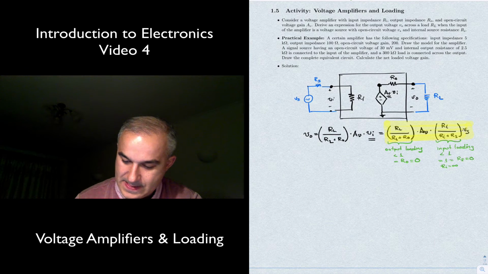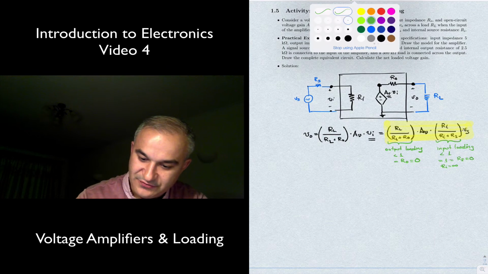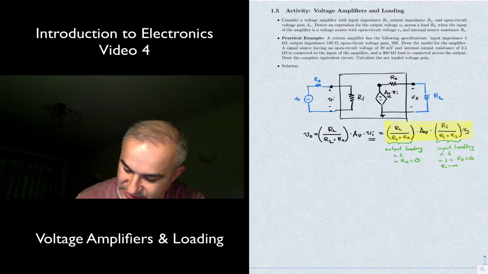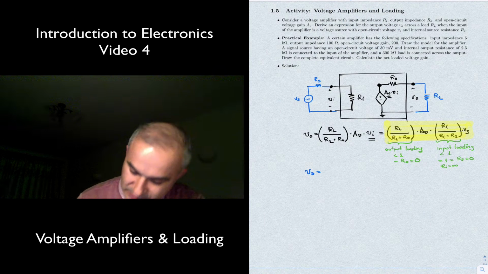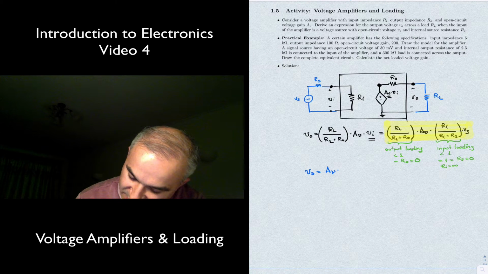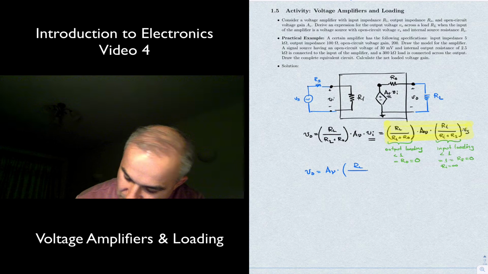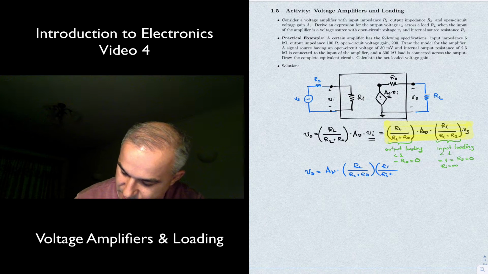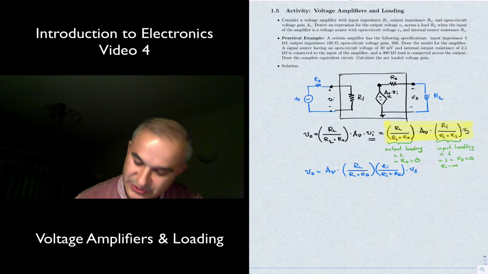So our expression for the output voltage, therefore, we can say V output is equal to the open circuit voltage gain, a reduction due to the output, a reduction due to the input, and the original voltage.